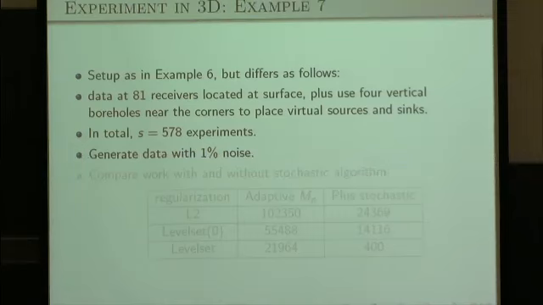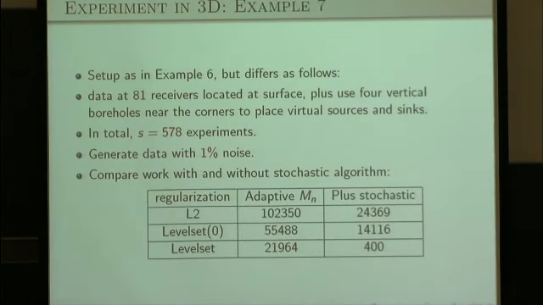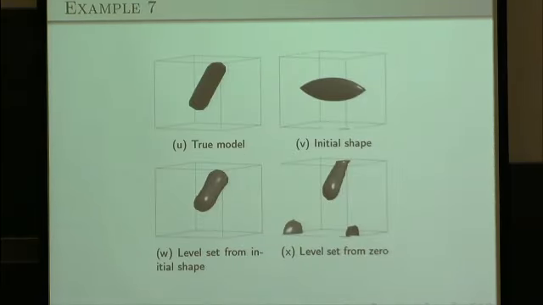But when we increase the number to 578 experiments, again I will skip this, just 578 experiments, the improvement factor here is something like 4 or 5. And here once again there's an improvement factor of about 50. So also in 3D you can get huge improvements in efficiency by using this stochastic algorithm. Sometimes. Some other times, it doesn't really do much.